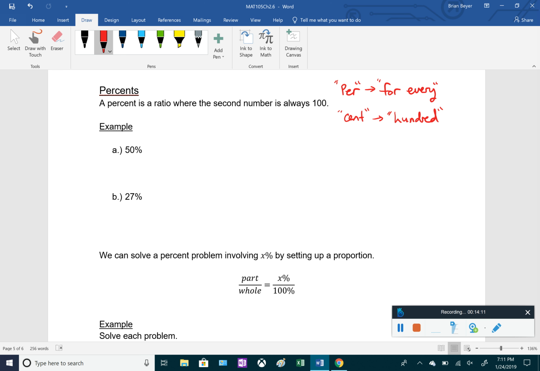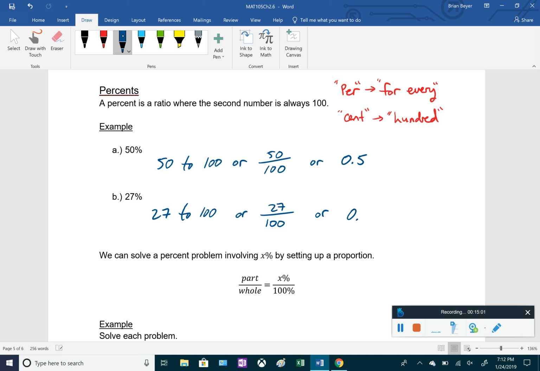Okay, so for example, we have 50%. So 50%, we can think of it as a ratio. We can think of it as 50 to 100, or we can think of it as 50 over 100, or we can think of it as 0.5. So there are always going to be all these different ways of thinking about these. And for 27%, once again, that can be 27 to 100, or 27 for every 100, or 27 over 100, or 0.27.